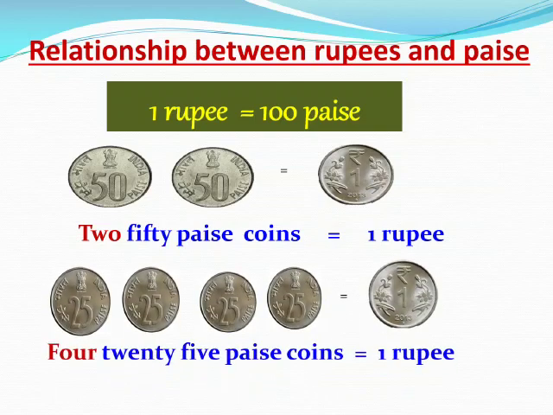Next, also you know that 25 plus 25 plus 25 plus 25 equal to what? 100. So 25 paise 4 times make 100 paise. That's equal to 1 rupee. So we can say that 4 25 paise make 1 rupee. Remember, 2 50 paise make 1 rupee. 4 25 paise make 1 rupee.